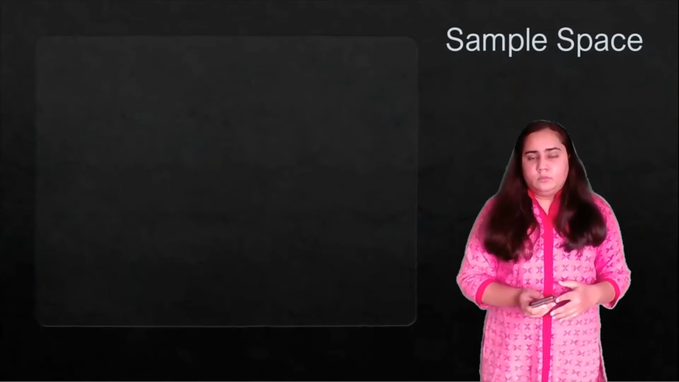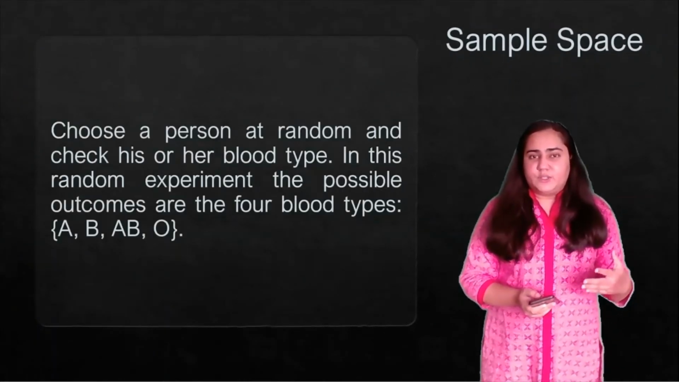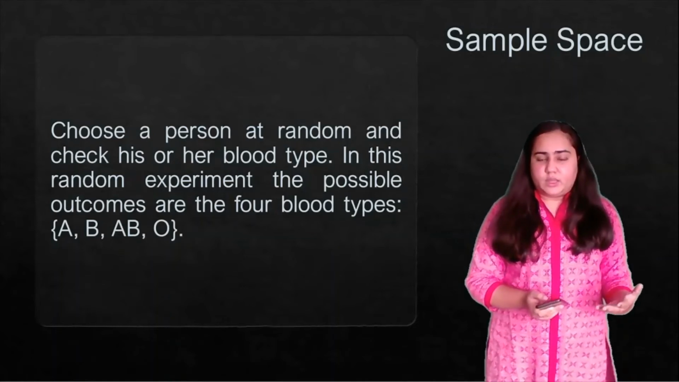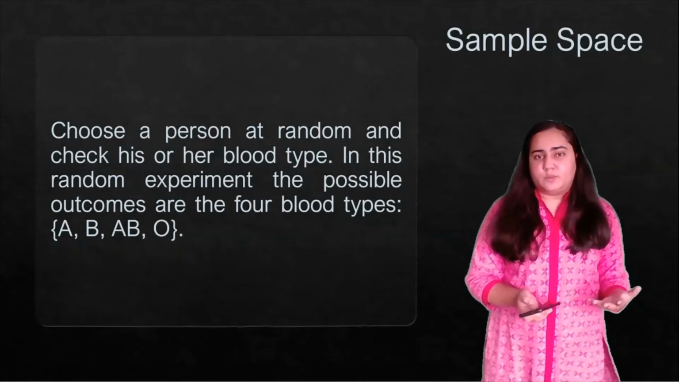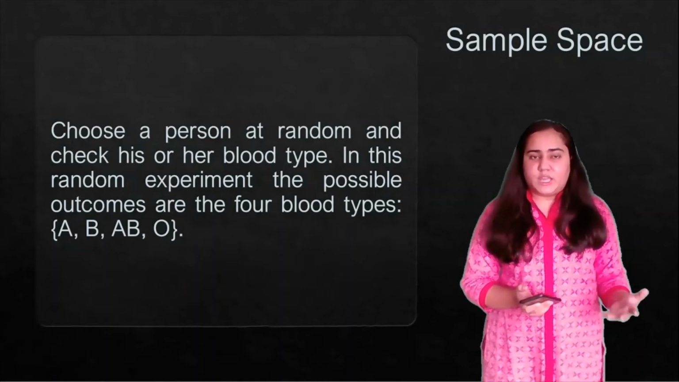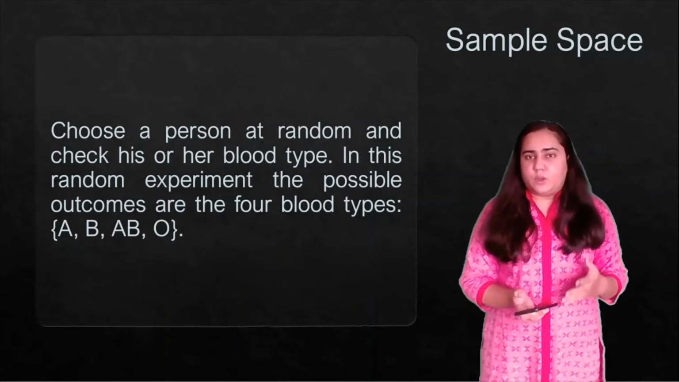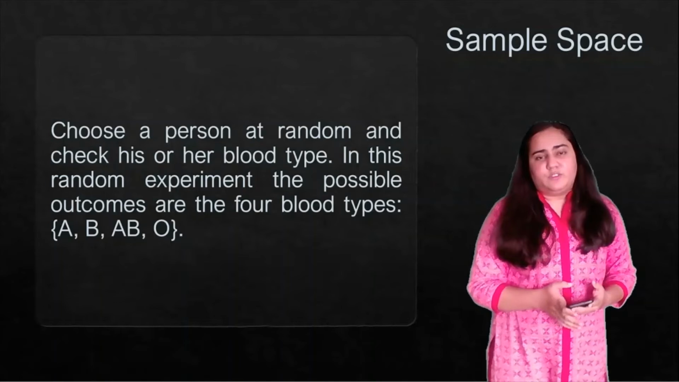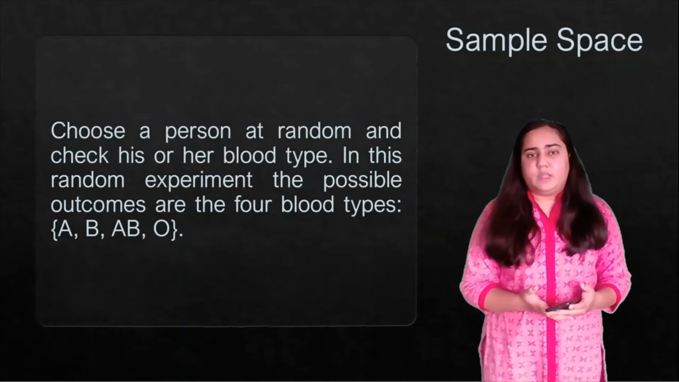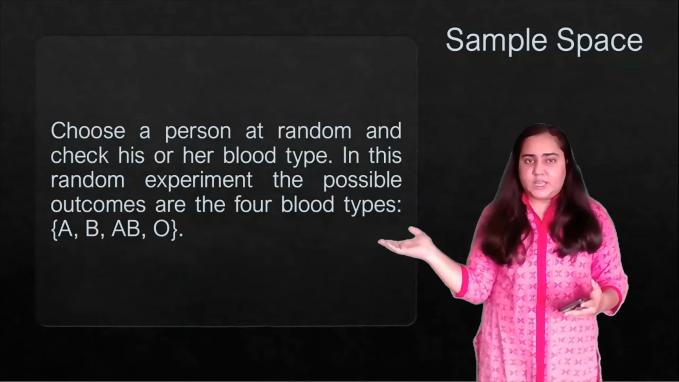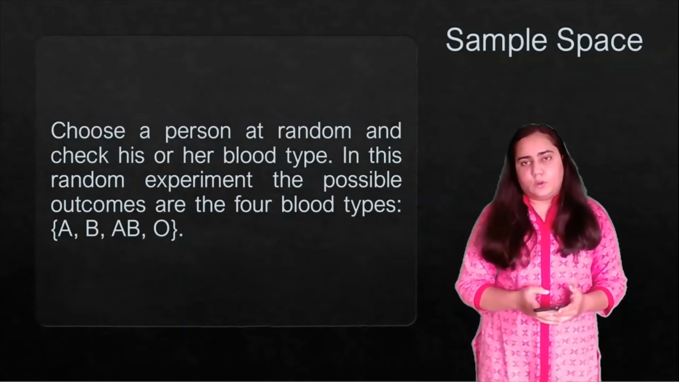Let's see one more example. If you were asked to choose a person at random and check his or her blood type in a random experiment, what are the possible outcomes? The possible outcomes here are 4 blood types: A, B, AB, and O. We are not getting into the positive, negative part right now. So if you're just checking the blood types, then there are 4 possibilities. So in this case, the sample space contains A, B, AB, and O.